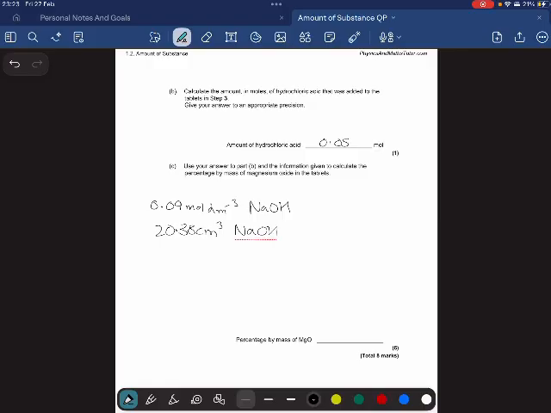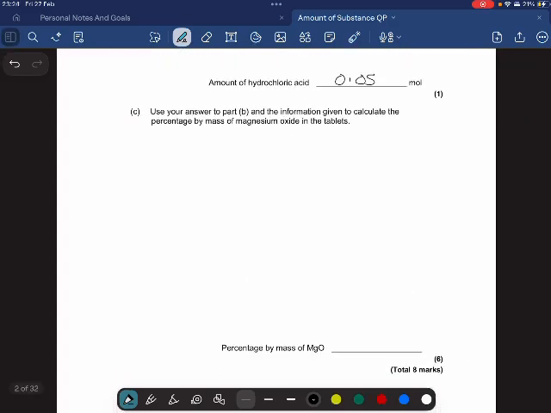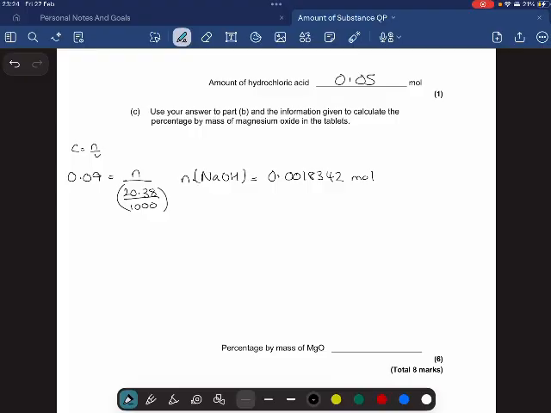Now we have our concentration and we have our volume. We can do the same thing as we did in part B and do C equals n over V to find out our moles. So let me write that smaller so we can fit all the steps in. C equals n over V, so 0.09 equals n over 20.38. And again, that was in centimeters cubed, so dividing by 1,000 and multiplying across, we get the moles of sodium hydroxide being 0.001832 moles. Now, that's the first mark there.